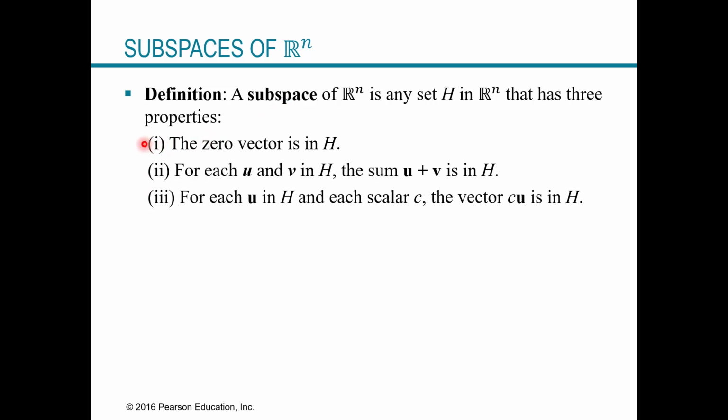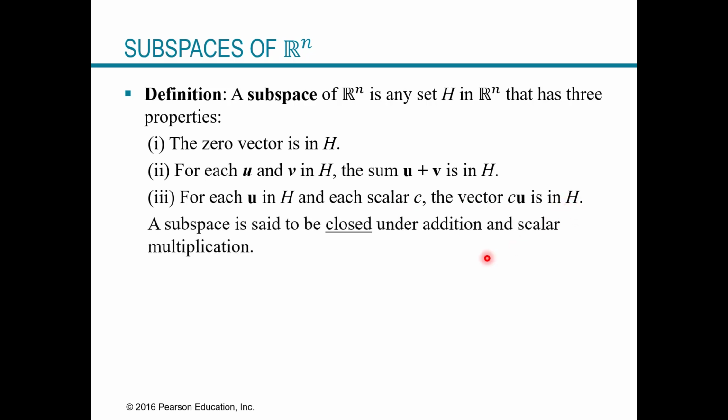Property 1, the 0 vector has to be in that set. Property 2, for every 2 vectors in that set, when you add them, that result has to be in the set. And then property 3, for any vector in the set and a scalar, when you multiply that vector by a scalar, that result has to also be in the set. And so what we say is that the subspace is closed under addition and scalar multiplication. That's for properties 2 and 3.